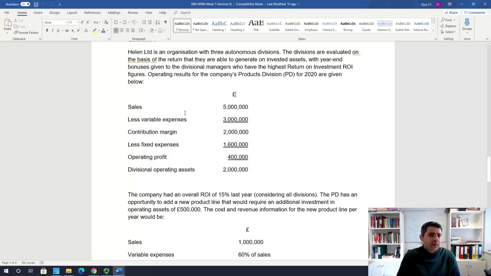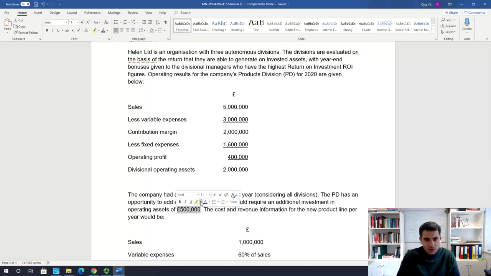Sales minus variable expenses equal contribution margin, minus fixed expenses equals operating profit, and that gives you the division's operating assets of 2 million. The company had an overall ROI last year of 15%, considering all divisions. The division PD has an opportunity to add a new product line. There's an opportunity for a new investment that would require additional investment in operating assets of 500,000.